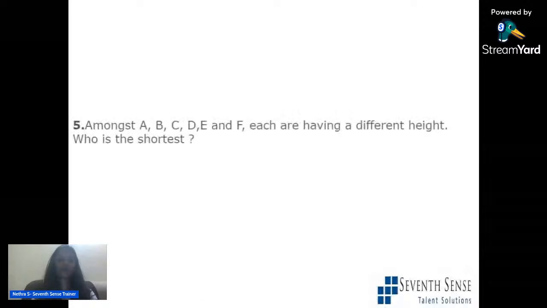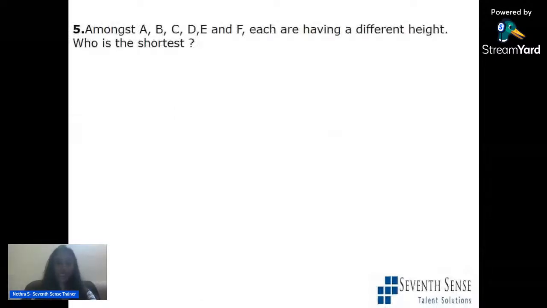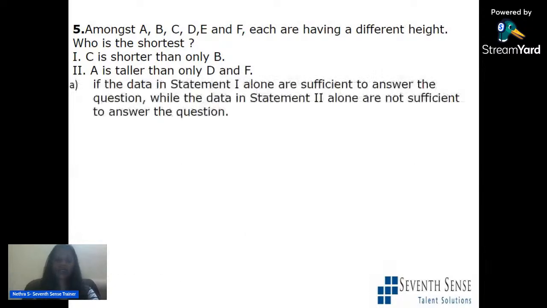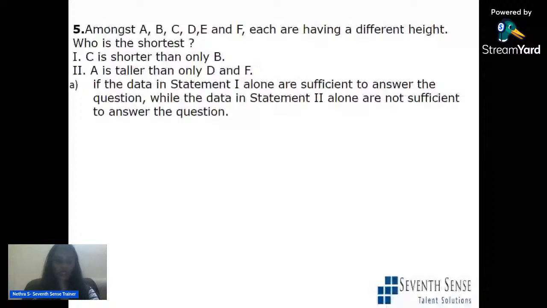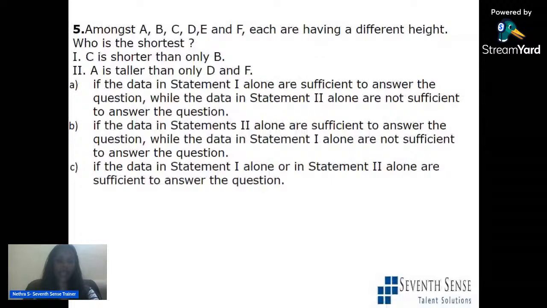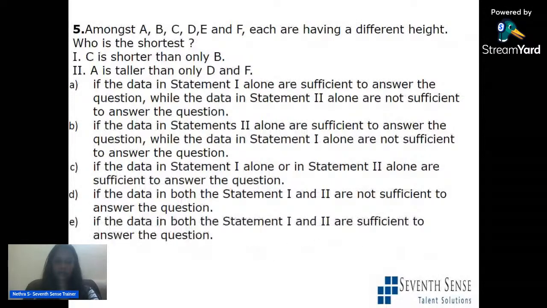Fifth one: among A, B, C, D, E, and F, each has a different height. Who is the shortest? Here are your statements. First: C is shorter than only B. Second: A is taller than only D and F. And here are your options. It is almost similar to the previous questions. You can read the questions and statements and try to answer it.